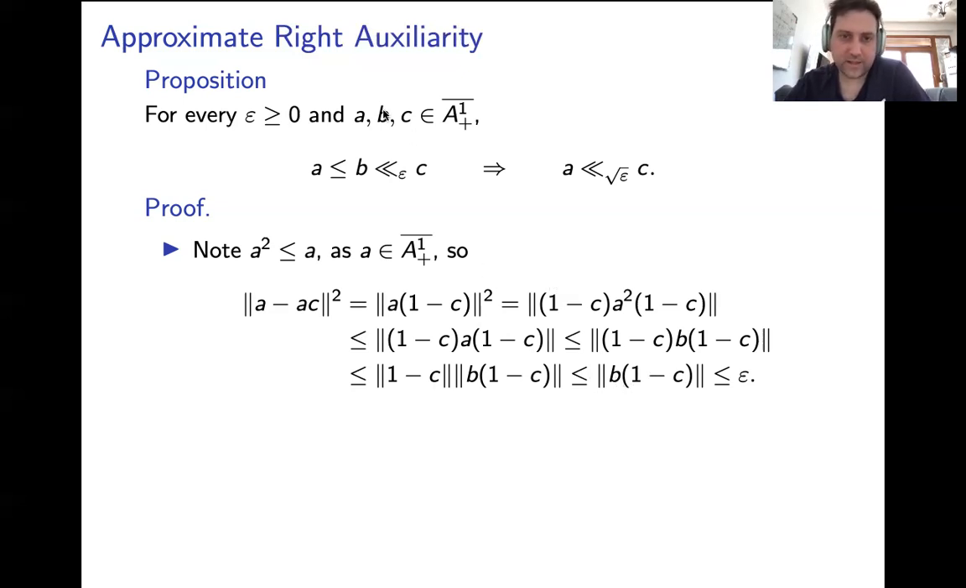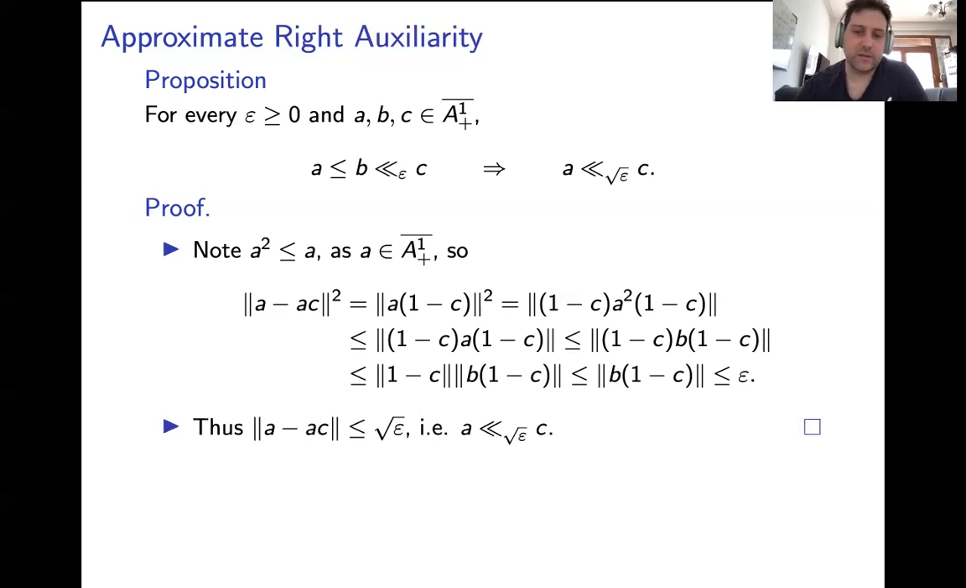So the norm of that has to be less than epsilon, because we're assuming that b is almost modulo epsilon dominated by c. So going back to the very beginning, this was the norm of this expression squared. So if that's below epsilon, well, that means the norm of the original expression has to be below the square root of epsilon. In other words, A is almost dominated by C modulo the square root of epsilon.